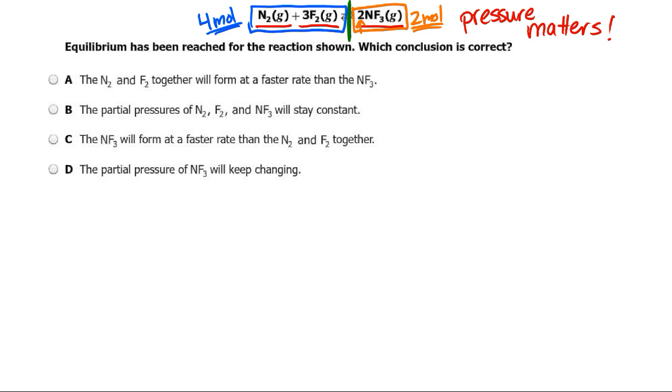So now we're going to see what the questions are asking, because this is one of those problems where you have to read every question carefully because it's really asking a bunch of different things. The nitrogen and fluorine together will form at a faster rate than the NF3. Let's talk about what equilibrium means again. Equilibrium means the forward reaction is equal in rate to the backwards reaction.